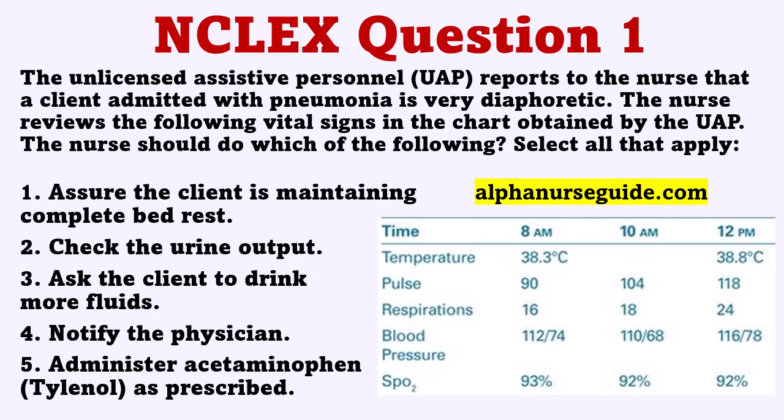The unlicensed assistive personnel reports to the nurse that a client admitted with pneumonia is very diaphoretic. The nurse reviews the following vital signs in the chart obtained by the UAP. The nurse should do which of the following? Select all that apply. 1. Assure the client is maintaining complete bed rest.